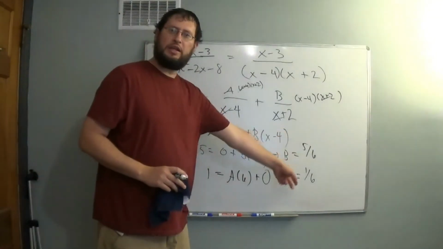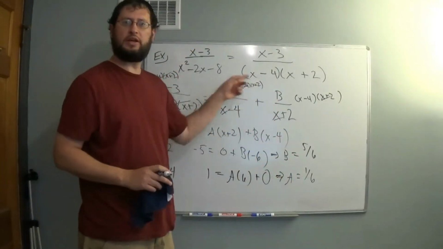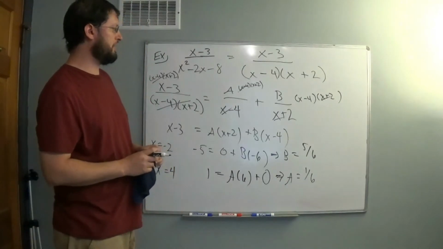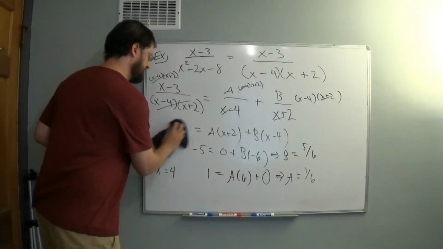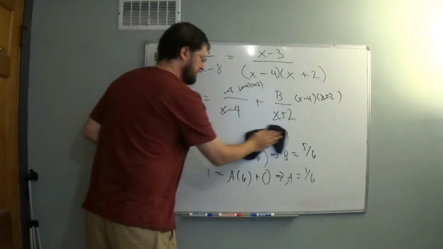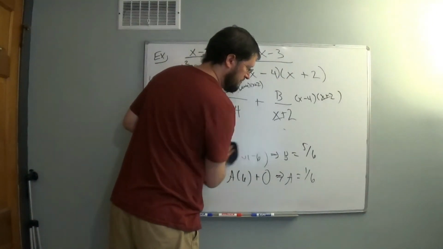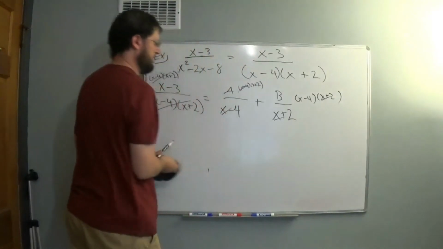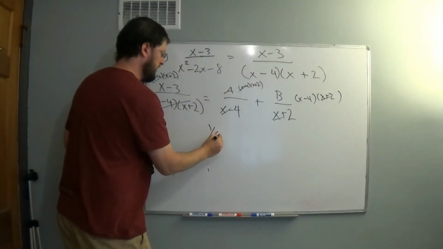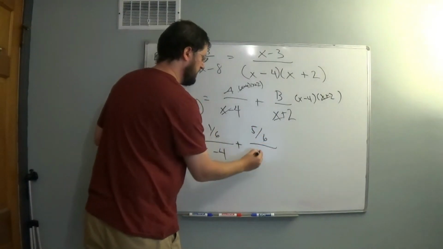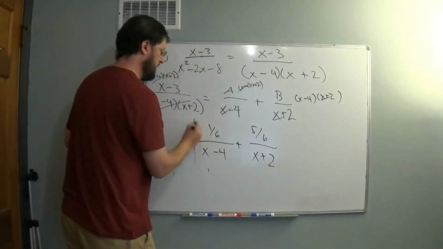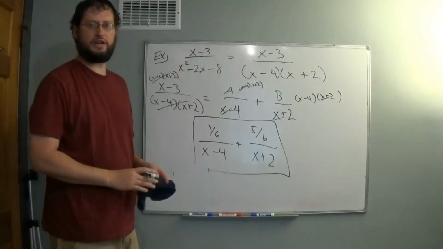Now that I have a and b, I can go back to the step where I had broken it apart into the different pieces, plug back in for a and b, and we're done. A is 1/6, b is 5/6. So 1/6 over x minus 4 plus 5/6 over x plus 2. And that is the partial fractions decomposition.